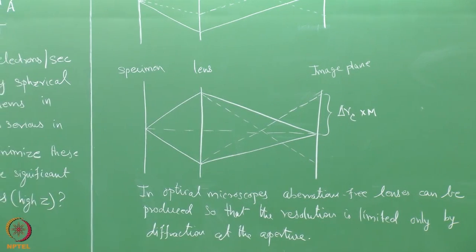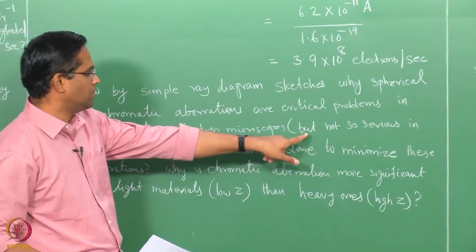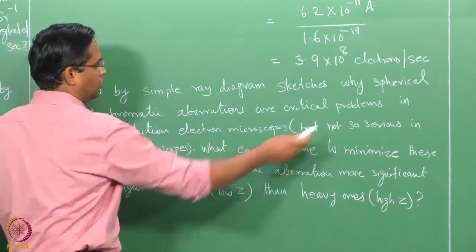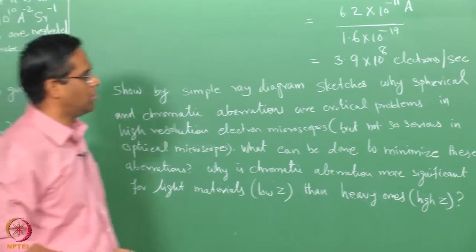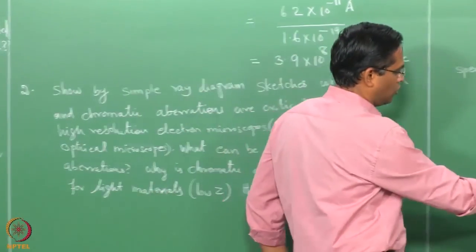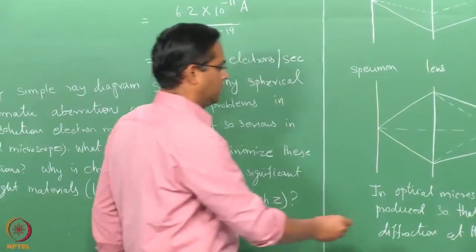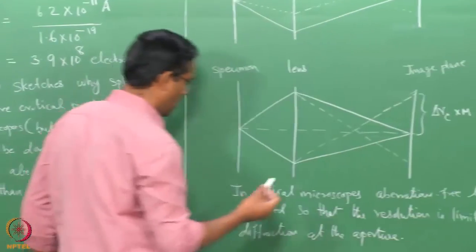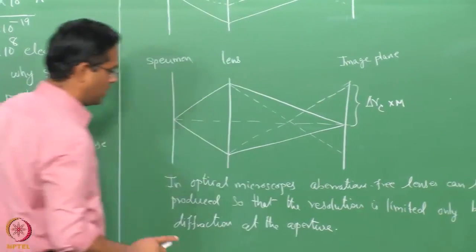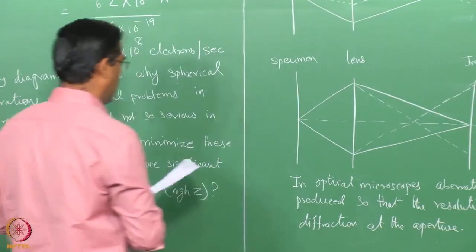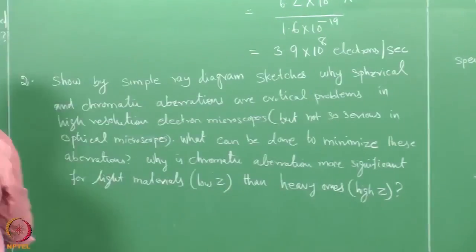So, the second part of the question is, of course, a subset of the first question. These aberrations are not so serious in optical microscopes because in optical microscopes aberration free lenses can be produced, so that the resolution is limited only by the diffraction at the aperture, which has the relation. I will write the relation.